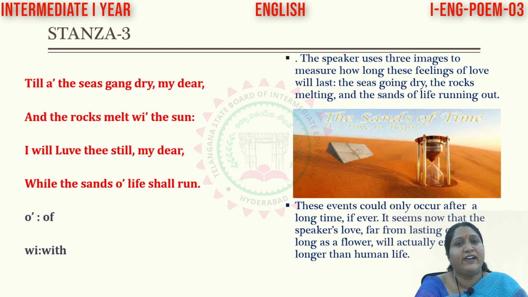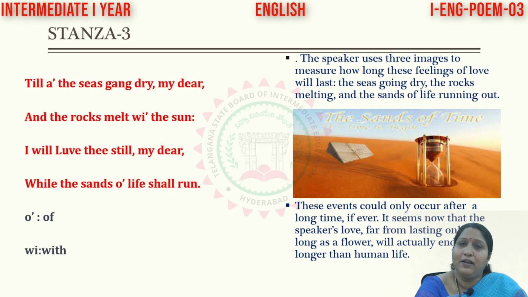Till all the seas gang dry, my dear, and the rocks melt with the sun. I will love thee still, my dear, while the sands of life shall run. So we've already discussed that the poet is making comparisons and using images to express his everlasting love. Here he is reiterating once again that till all the seas go dry, I will love you. And then the next comparison or image that he is using is, the rocks melt with the sun.